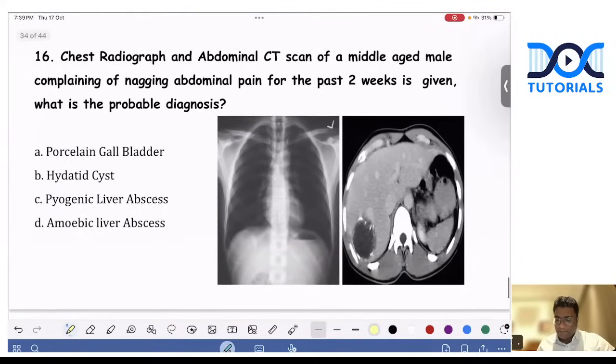Next, 16th. A chest radiograph and abdominal CT are given. So your chest radiograph is there and abdominal CT is given. A middle-aged male complaining of nagging pain abdomen for the past 2 weeks. What is the probable diagnosis? Did you get this right? Is it porcelain gallbladder, hydatid cyst, pyogenic liver abscess, or amoebic liver abscess? Did you get this right?